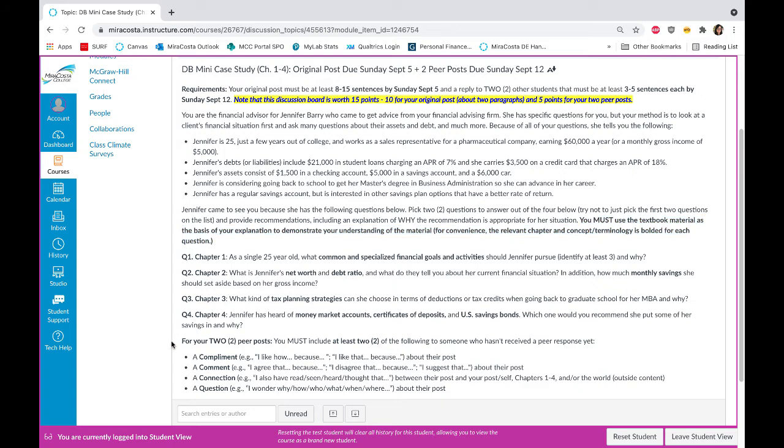For your 2 peer posts, you must include at least 2 of the following to someone who hasn't received a peer response yet. You can give them a compliment, a comment, a connection, or a question.